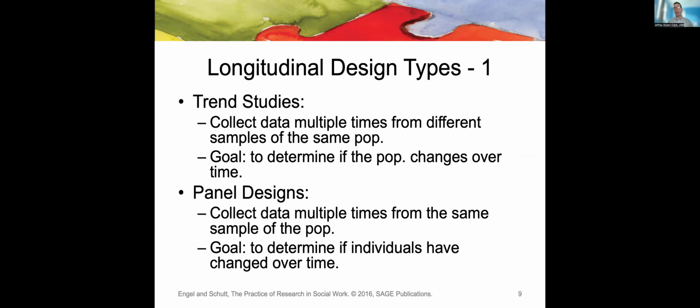One panel design that I'm familiar with is the SHED survey, the Survey on Household and Economic Decision Making. We want to determine if individuals are changing over time. How is their income changing? How is their financial well-being changing? How are the decisions that they make changing in relation to the economic conditions around them? So we need to be tracking the very same individuals. We can't be tracking different individuals every time.